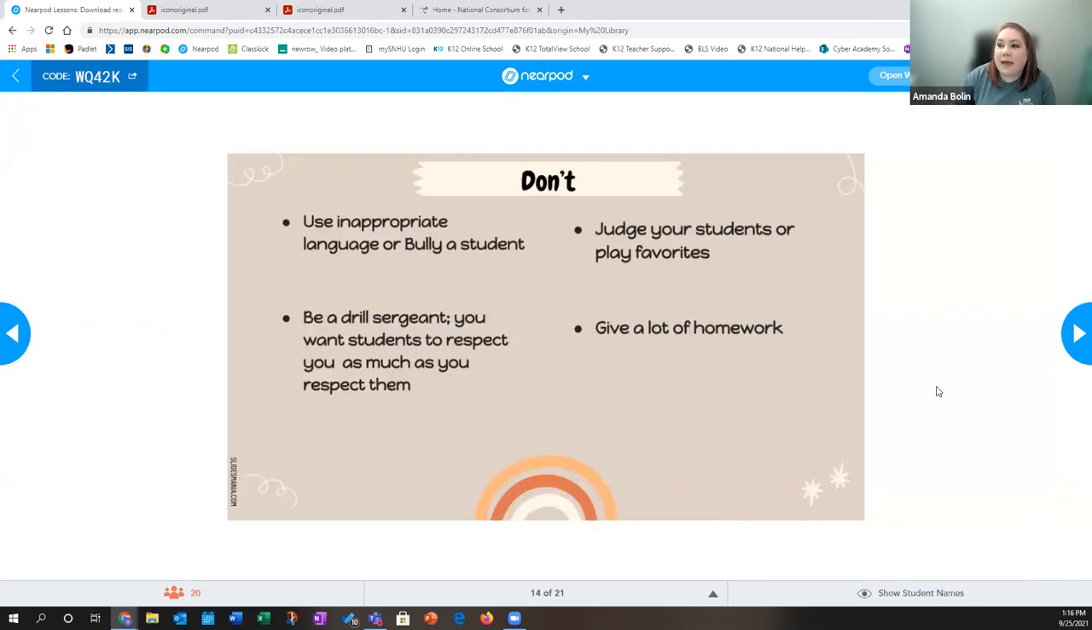All right, so now we have some don'ts. So don't use inappropriate language or bully a student. That kind of speaks for itself there. Don't be a drill sergeant. You want to have students respect you as much as you respect them. And I say that because once you have gained, even though it's hard to deal with students, if you gain their respect, then you're going to get along a lot better.